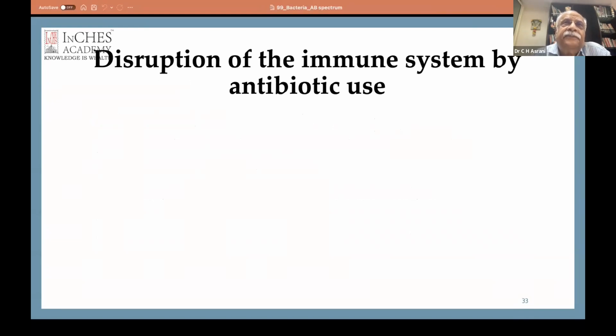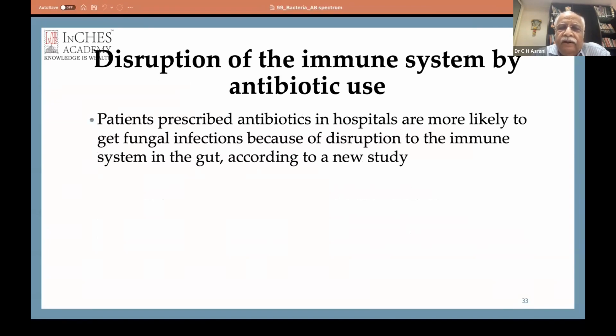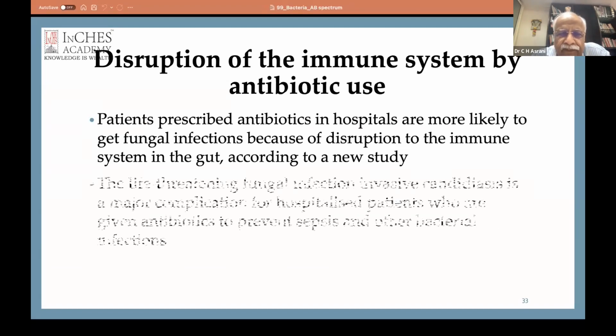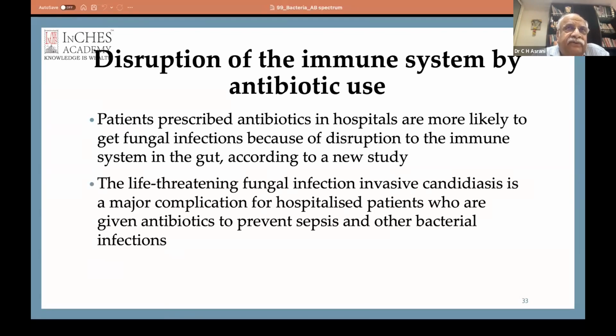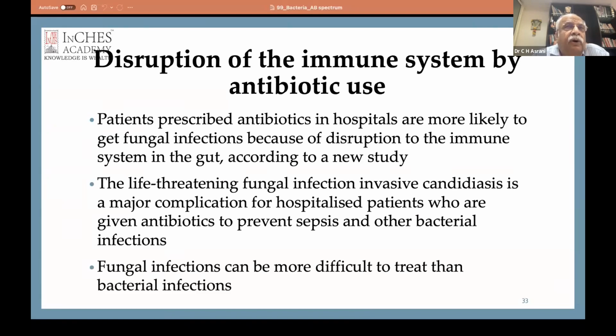Antibiotic use disrupts our immune system. Patients prescribed antibiotics in hospitals, because they're always given higher antibiotics, are more likely to get fungal infections because of disruption of the immune system in the gut. The life-threatening systemic fungal infections, not topical, not local, invasive candidiasis, esophageal, intestinal, is a major complication for hospitalized patients who are given antibiotics to prevent sepsis and other bacterial infection. And hospitalized patients generally have low immunity. Fungal infections we know are more difficult to treat than bacterial infections.